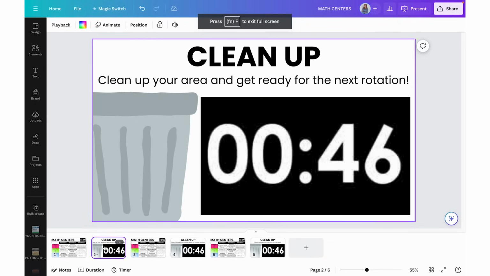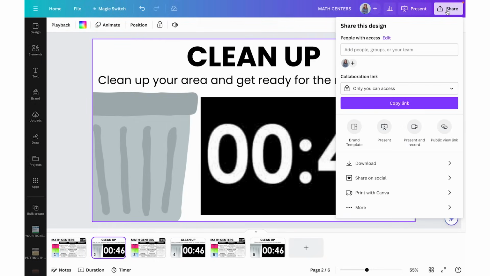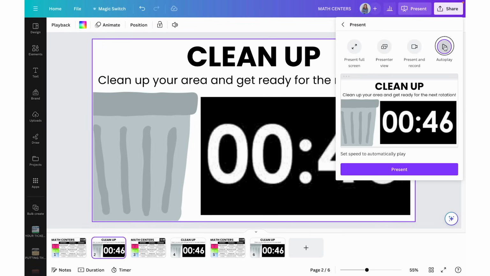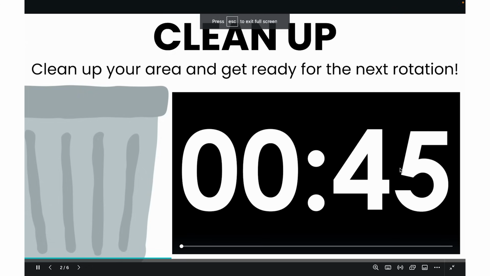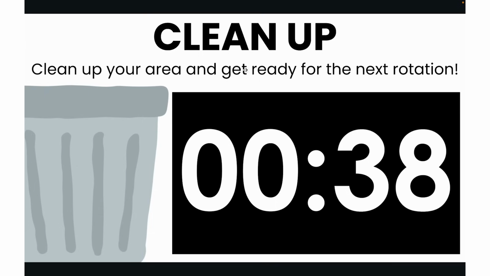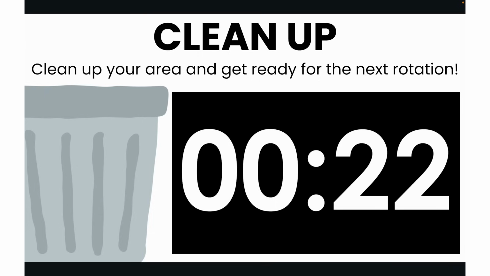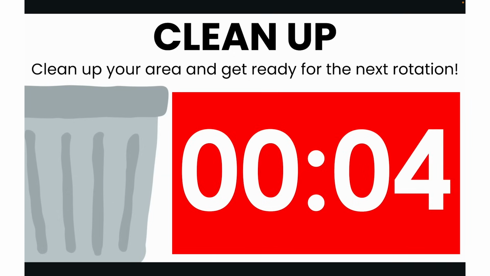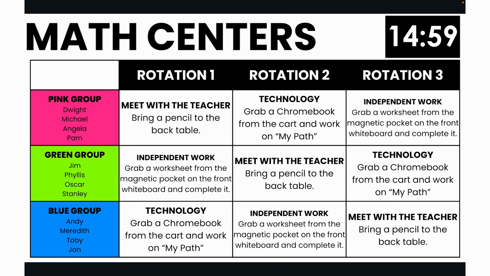But just as another example, let's start with this cleanup slide. We're going to choose present and autoplay. And we have this for just 45 seconds. So I'm going to sit here for 45 seconds, let you see that it will automatically go to the next slide without me clicking anything once that timer reaches 0. All right, our timer is reaching 0. And after the ringing is done, it automatically went on to the next slide, and that countdown timer is now playing.